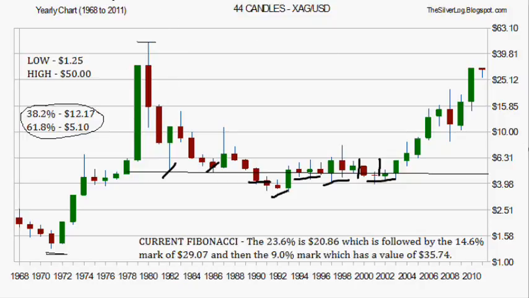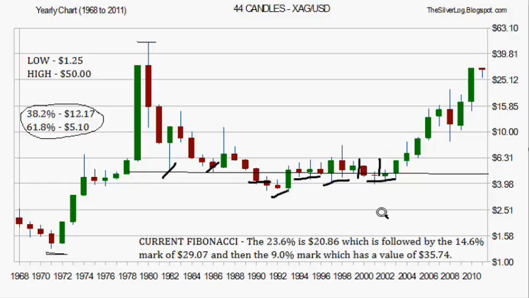Thus, this rally is a successful move and not that of a failed move. And now what's going on is that the 23.6 level is $20.86, which is followed by the 14.6 mark of $29.07, and then the 9% mark, which has a value of $35.74.